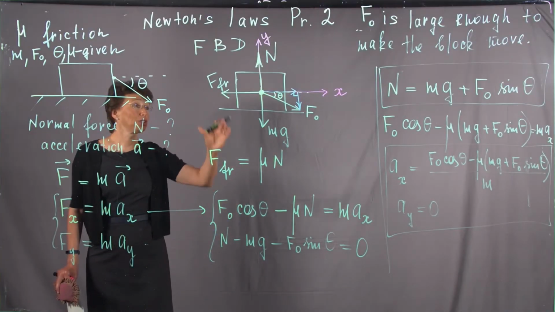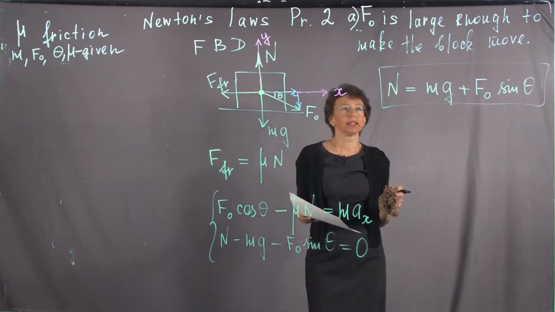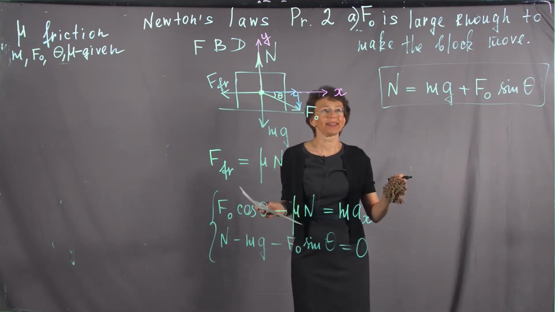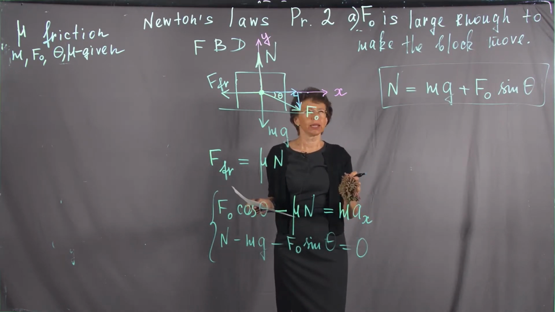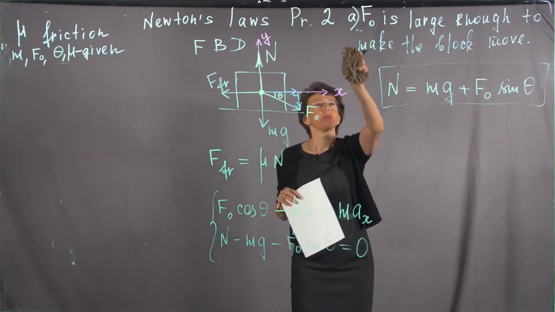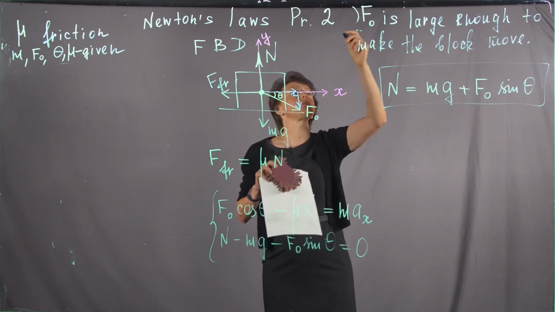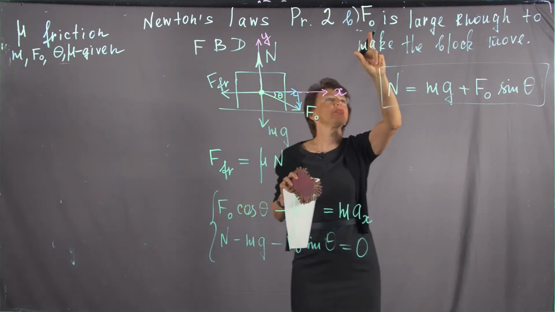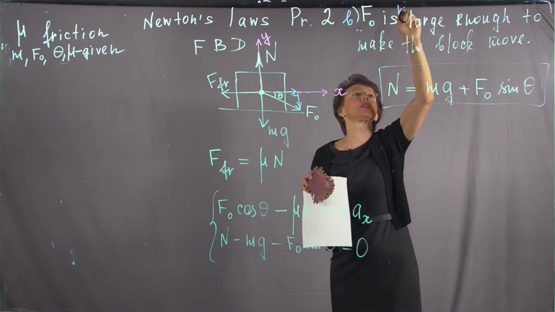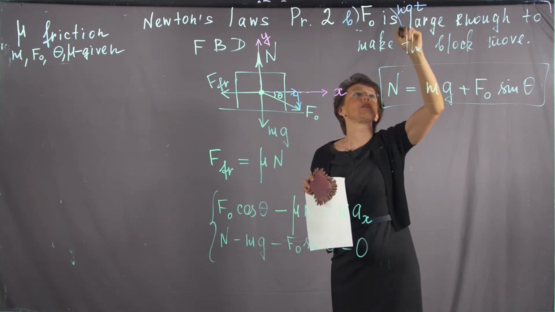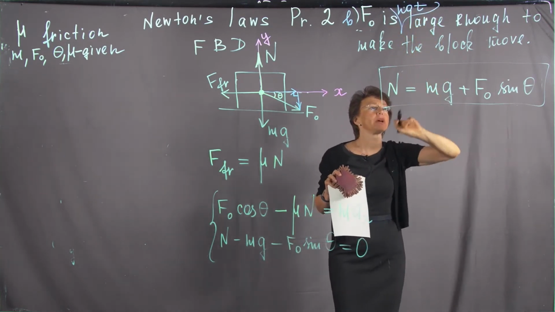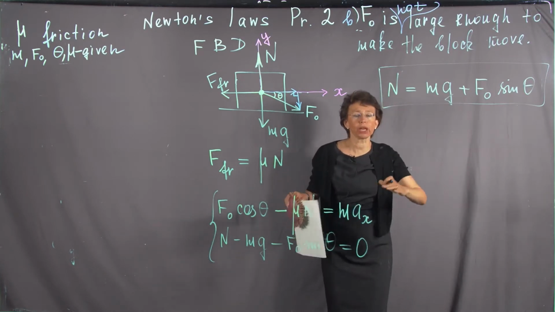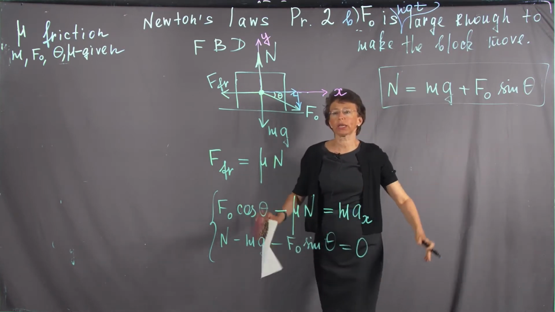Now we are ready to do part B. For part B, we will change the problem. Now imagine part B first. Let me put part B here. And F naught is not large enough to make the block move. So the block is not moving. The block is at rest.